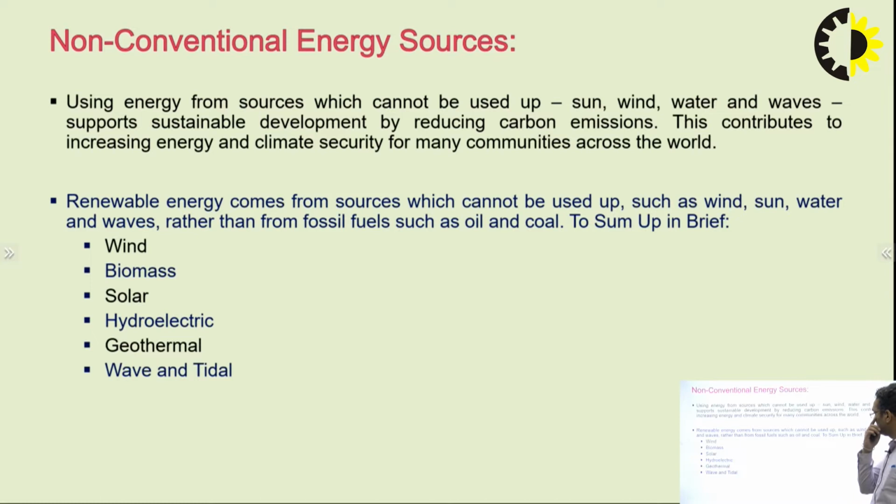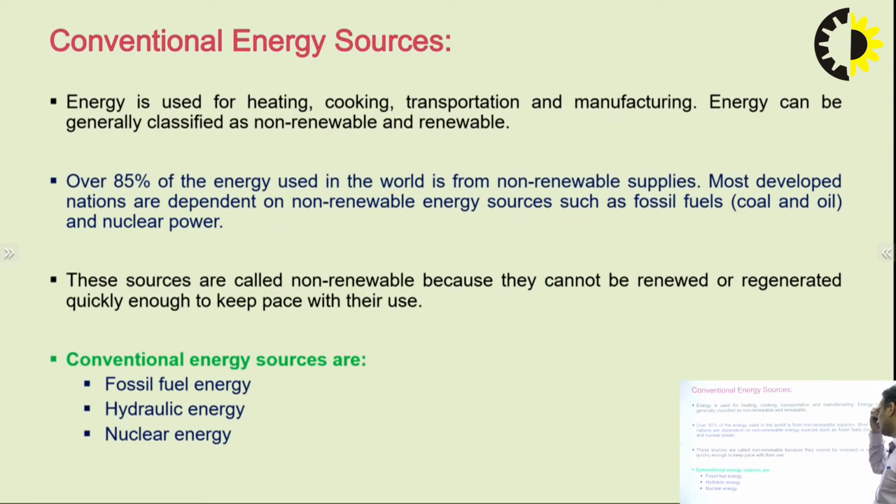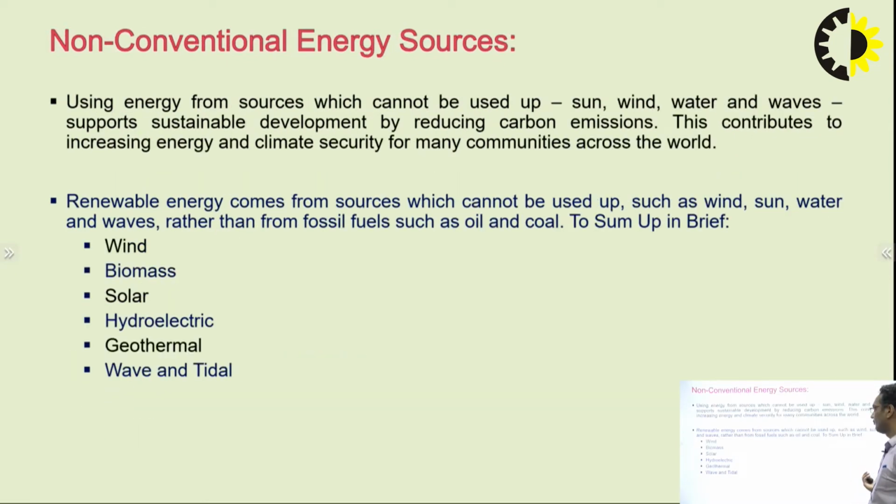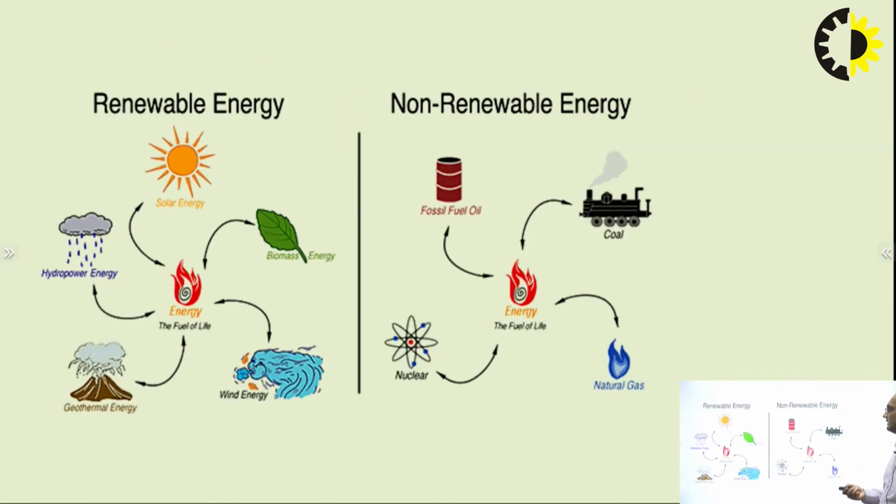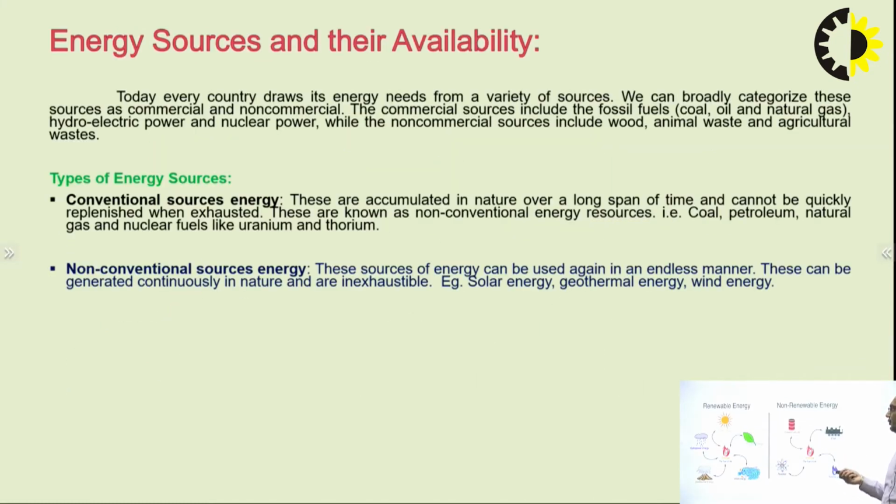And renewable energy resources come from sources which cannot be used up, such as wind, sun, water and waves, rather than fossil fuels such as oil and coal. Renewable energy sources are like wind, biomass, solar, hydroelectric, geothermal, and wave or tidal energy, which can be utilized in an endless manner, utilized and then utilized again. So these are the renewable energy sources.